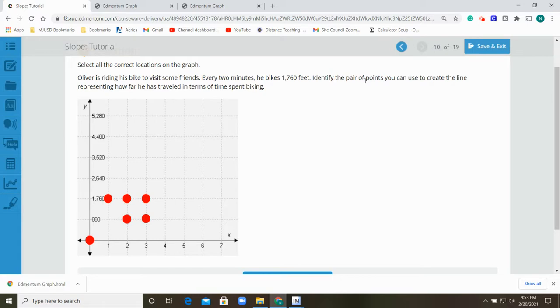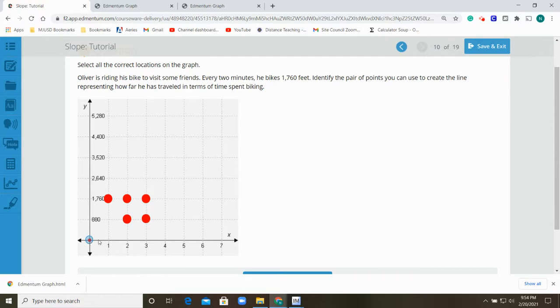Identify the pair of points you can use to create the line representing how far he has traveled in terms of time spent biking. So we know that when he started, it was 0. He didn't go anywhere, and no time had elapsed when he first started. So we're going to start at 0, 0.